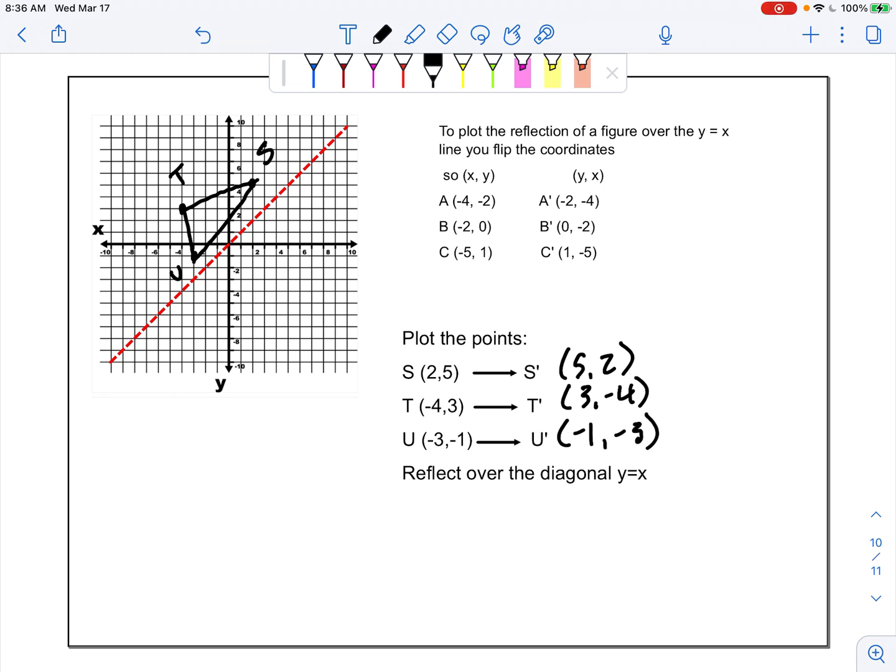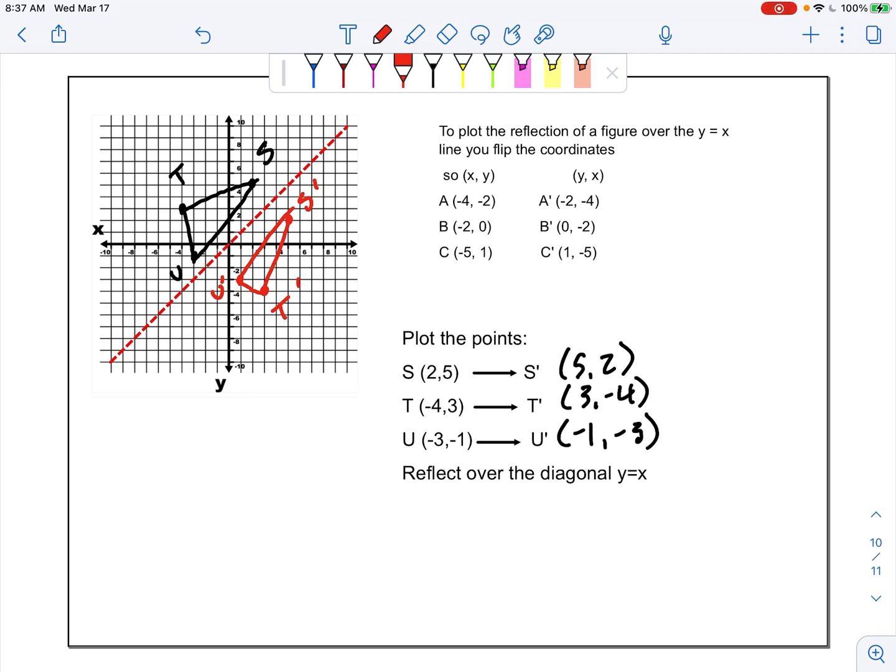So let's kind of see what happens with those. I'll do them in red. So S prime becomes 5, 2. So 1, 2, 3, 4, 5, 1, 2. So there's my S prime. T prime becomes 3, negative 4. So 1, 2, 3, 1, 2, 3, 4. So there's my T prime. And then U prime becomes negative 1, negative 3. So negative 1, 1, 2, 3. So there's my U prime. So you can see it flipped over that line of reflection, okay?